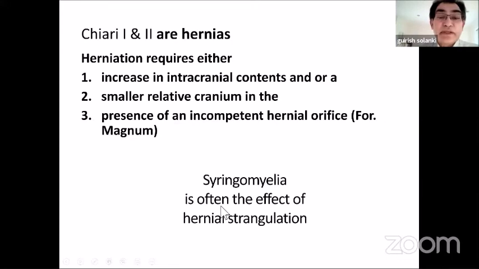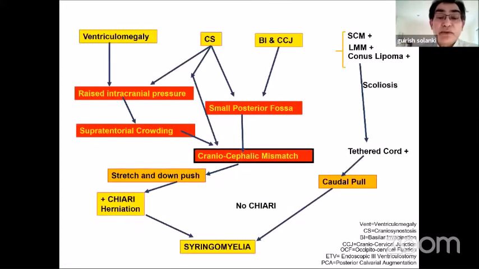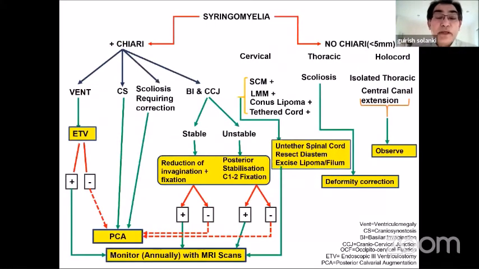So again, this is just a summary, and just to show you that ventriculomegaly, basilar invagination, craniosynostosis, and dystrophic conditions all lead to either Chiari or Chiari and syringomyelia. And the treatment is basically to reverse the algorithm and say that in those patients who have ventriculomegaly, we recommend an ETV in the first instance and then monitor. If they have craniosynostosis, a posterior calvarial augmentation is preferred to foramen magnum decompression.